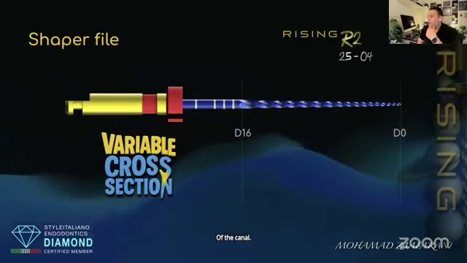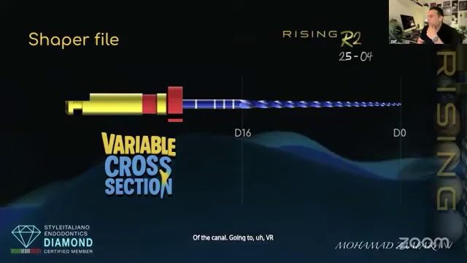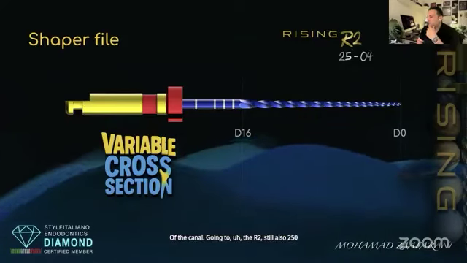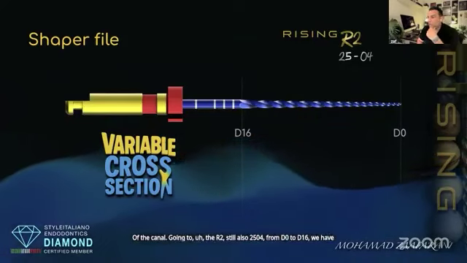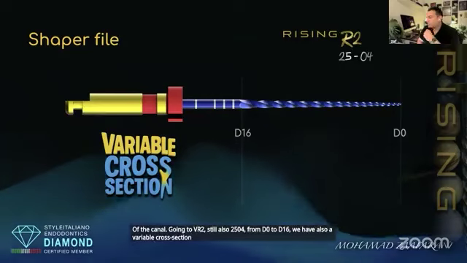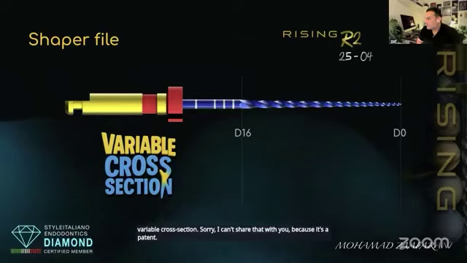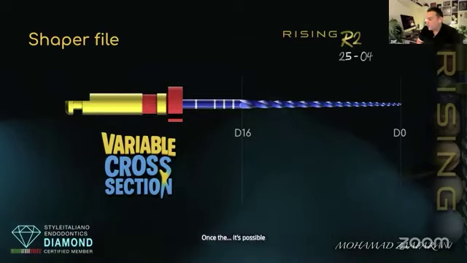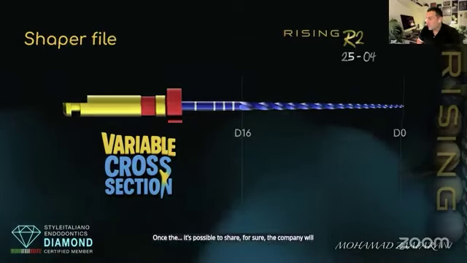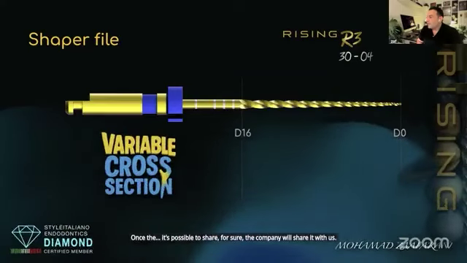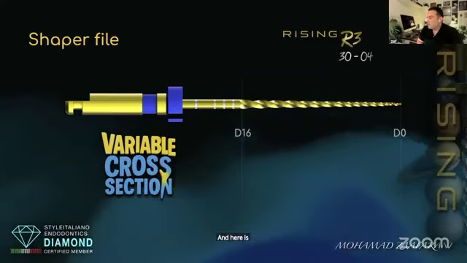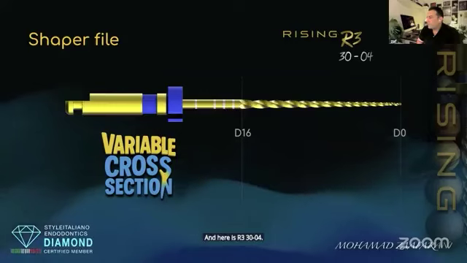Going to the R2, 2504, from D0 to D16, we also have a variable cross section. Sorry, I can't share it with you because it's a patent. Once it's possible to share it, for sure the company will share it with us. And here is the R3, 3004, also with a variable cross section.